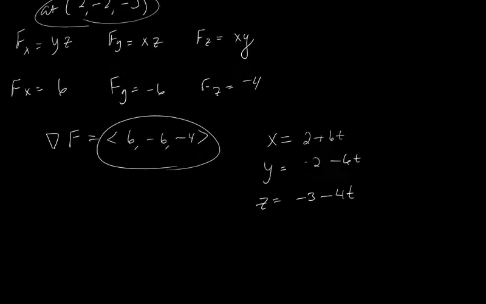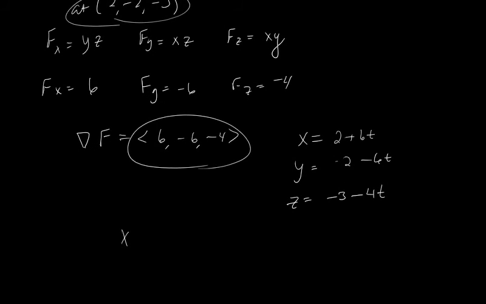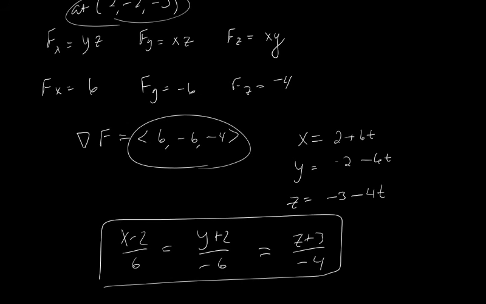So we can solve each of these for t to get our symmetric equations, which are going to be x minus 2 over 6 is equal to y plus 2 over negative 6 is equal to z plus 3 over negative 4. And there we have our symmetric equations of the line normal to the surface at the point 2, negative 2, negative 3.